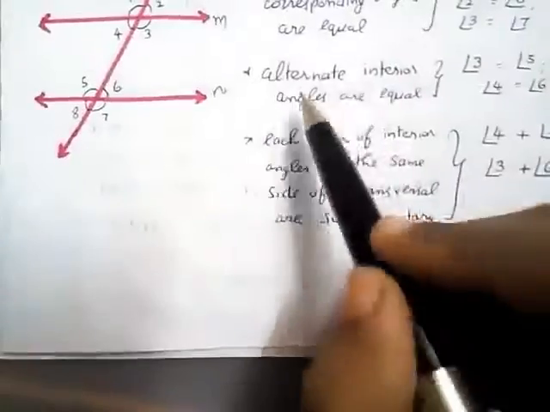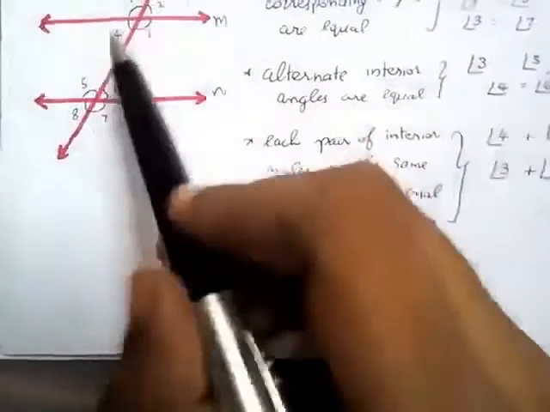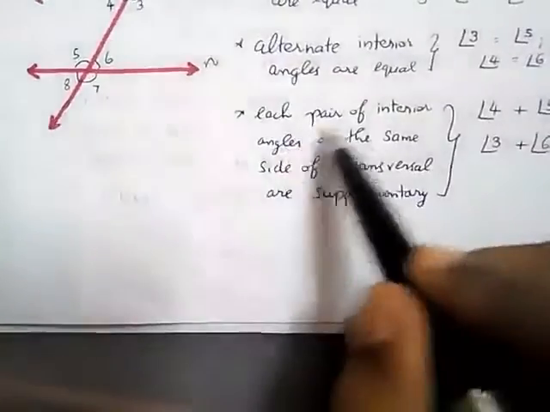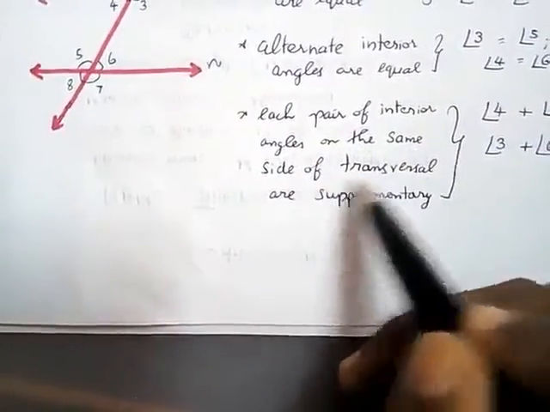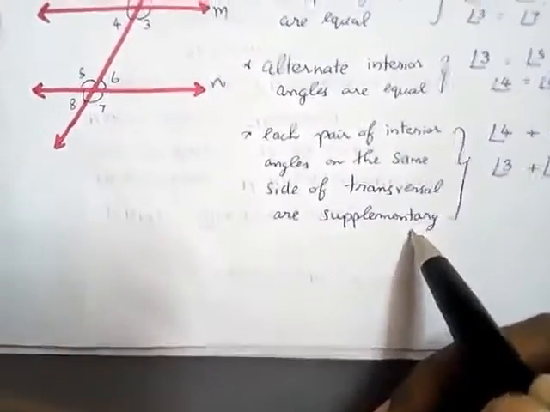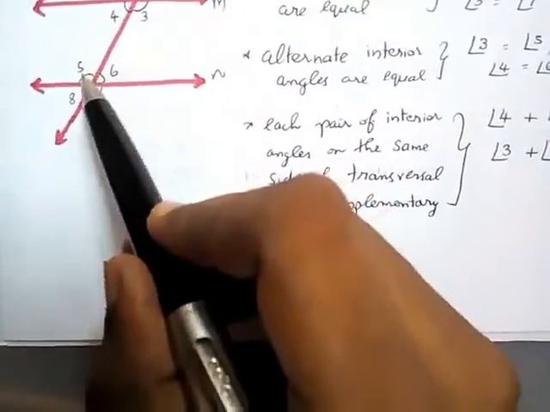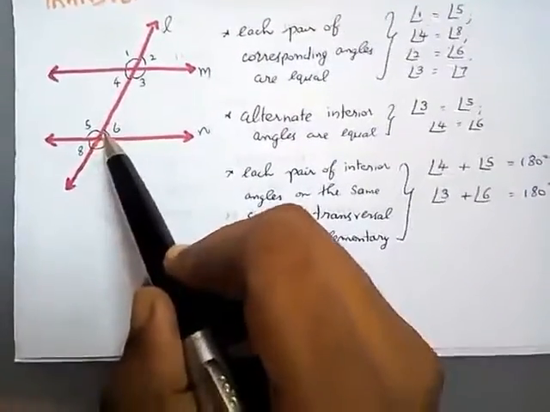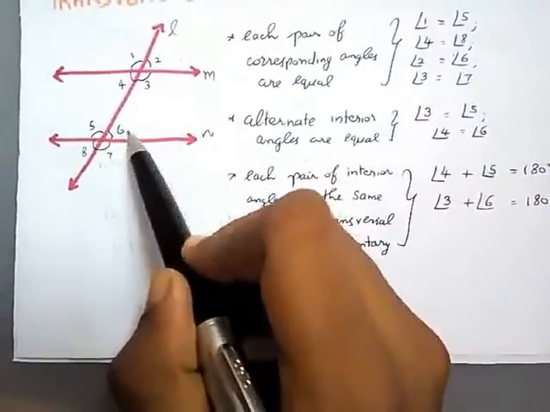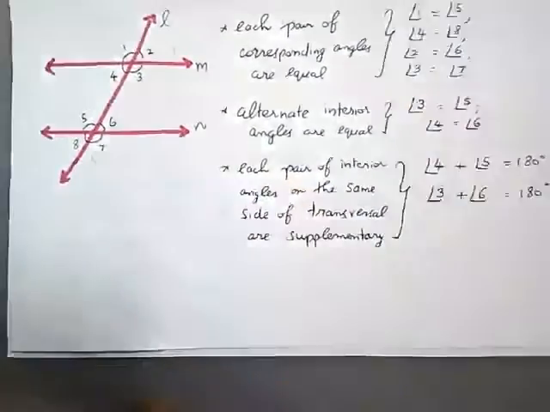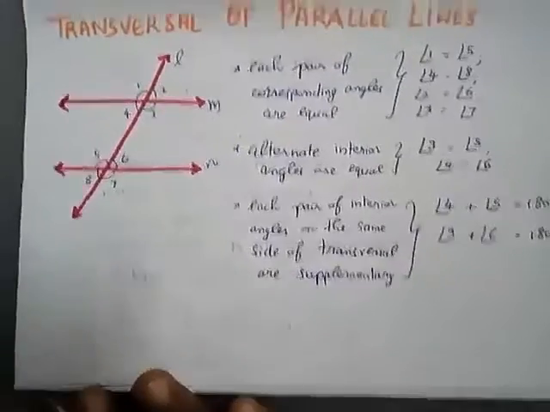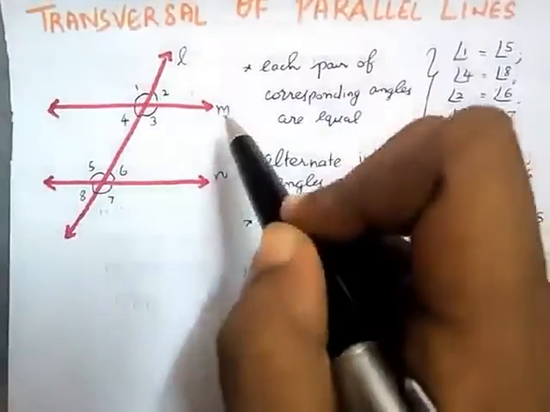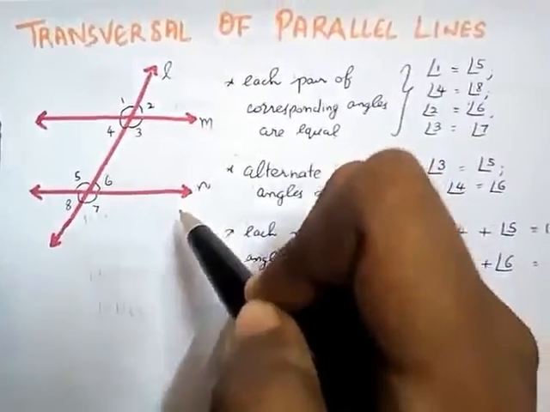Likewise, the alternate interior angles are also equal. So angle 4 is equal to angle 6, and angle 3 is equal to angle 5. And then each pair of interior angles on the same side of the transversal is supplementary. It means that when you add angle 4 and angle 5, you get 180 degrees, and hence they are supplementary. Likewise, angle 3 and angle 6 are also supplementary. All these properties occur only if a transversal goes through two parallel lines. This should be kept in mind.